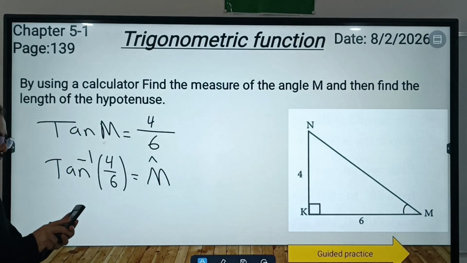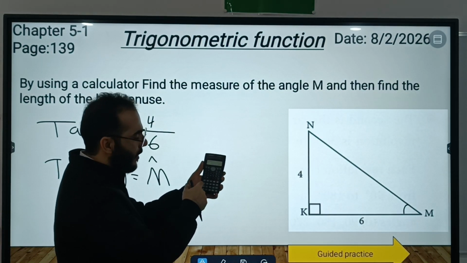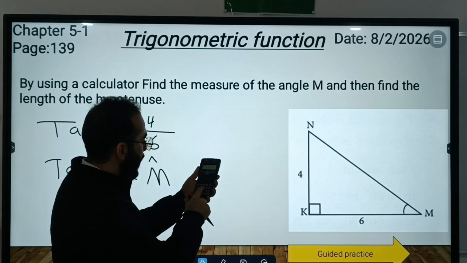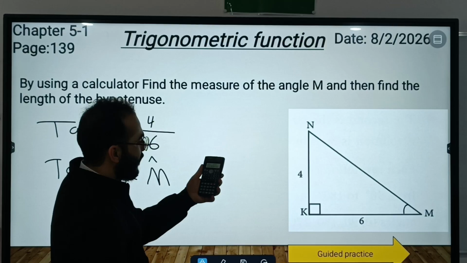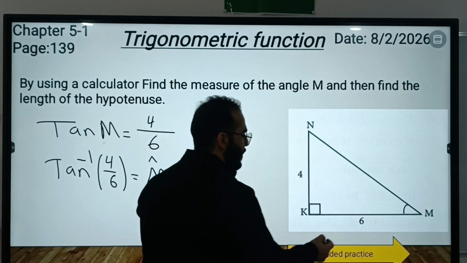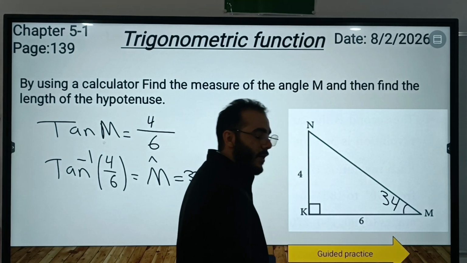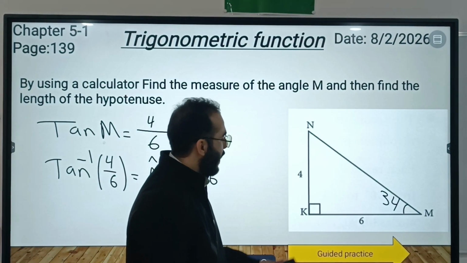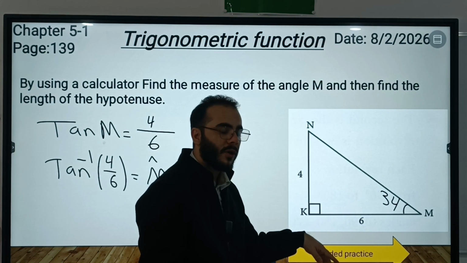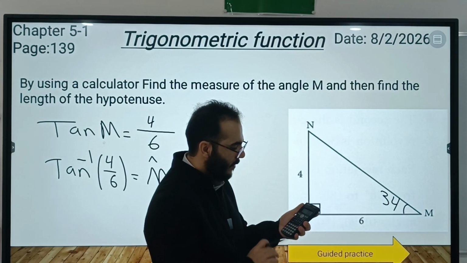How are we going to calculate it on the calculator? Please press shift and tan. It's going to automatically give you tan inverse of, then 4 divided by 6, close bracket. It's going to give you 33.6 degrees. You can just round it up to 34. So if you round it up to 34, here is 90, here is 34. So 90 has gone already, 90 will remain. 90 minus 34, 56.